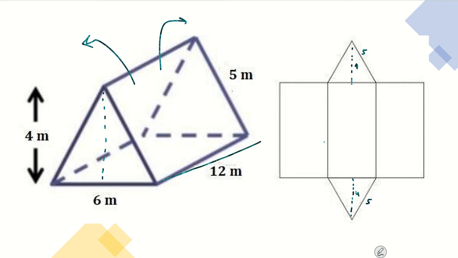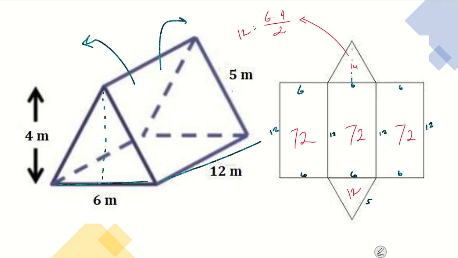The length is 12. So every length we can label as 12. And every width is 6. There you go. We've got good numbers for everything. From here, you should be able to find the area of every single face. Okay, and so these were my answers. I got 72 for these 3 rectangular sides, 12 each for the triangles. So check your work with that.